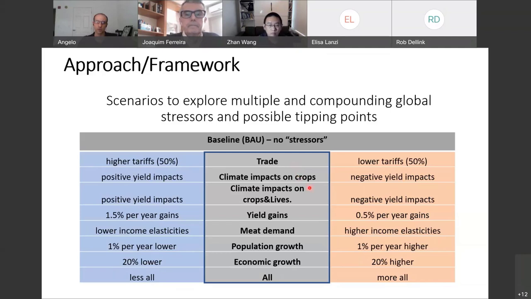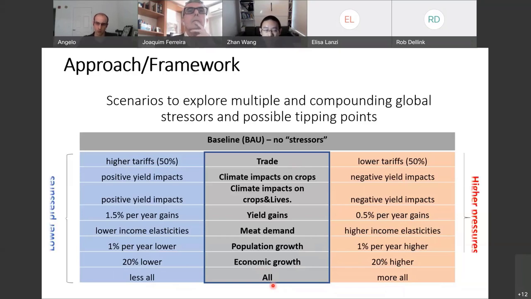We apply each one of these shocks individually, and at some point we apply all shocks together. We apply both stronger shocks, or shocks that will increase the pressure on land use, and shocks that will decrease the pressure on land use. Those shocks that theoretically would increase the pressure on land use change, we call higher pressure scenarios. Those shocks that will decrease the pressure on more agriculture land, we call lower pressure scenarios, okay?